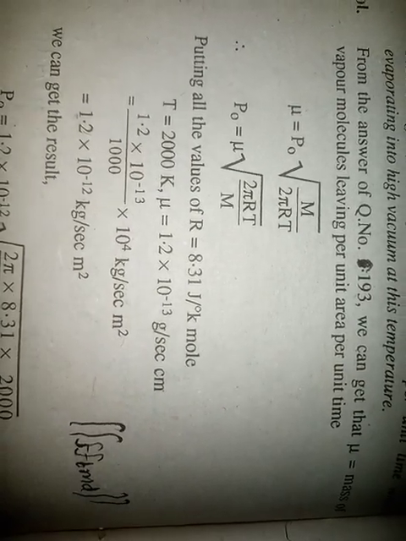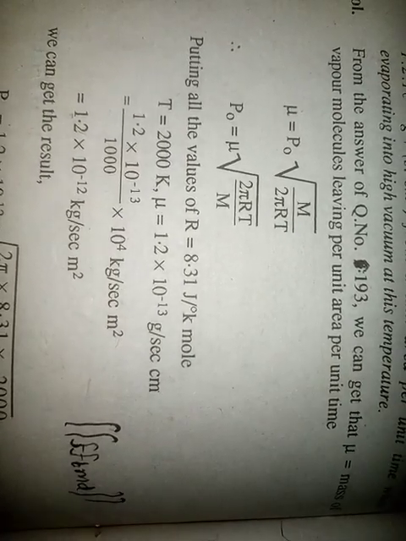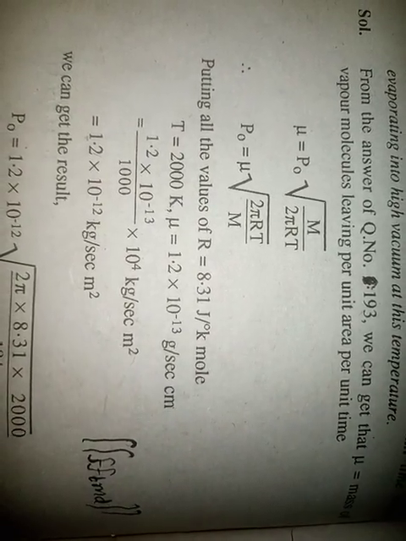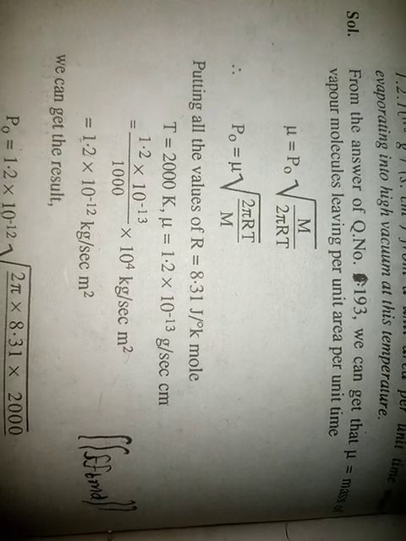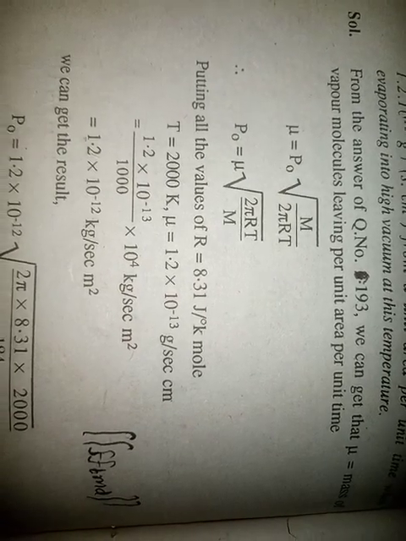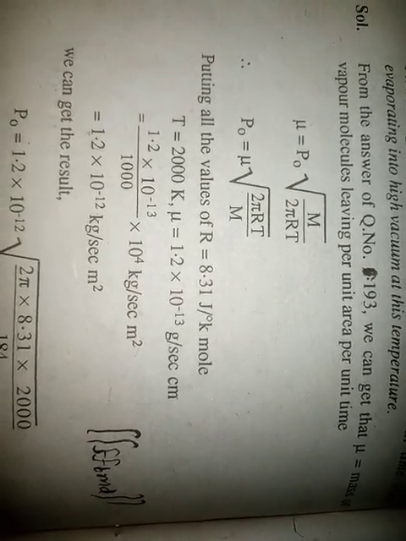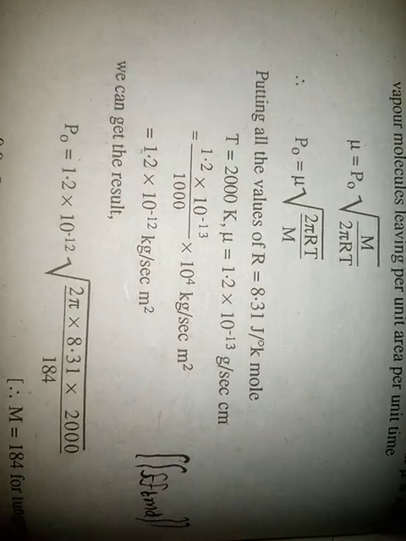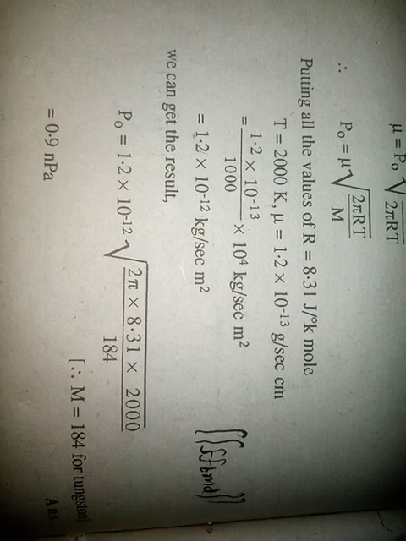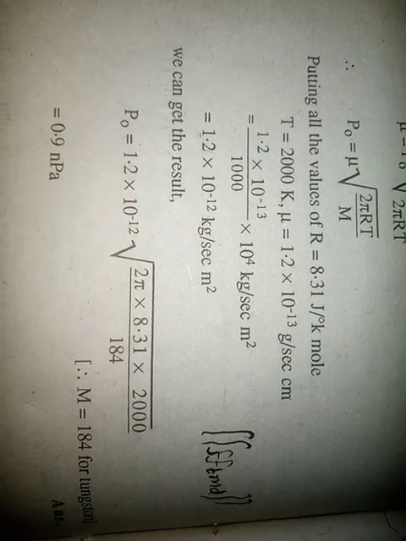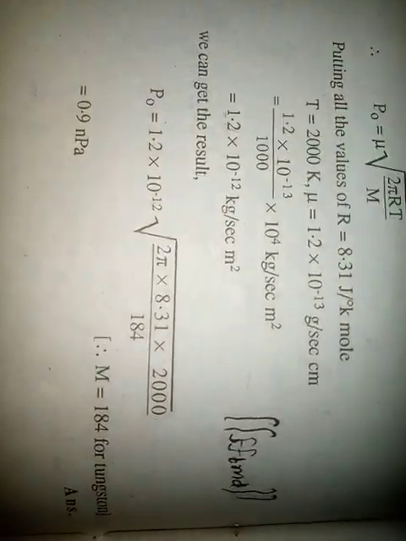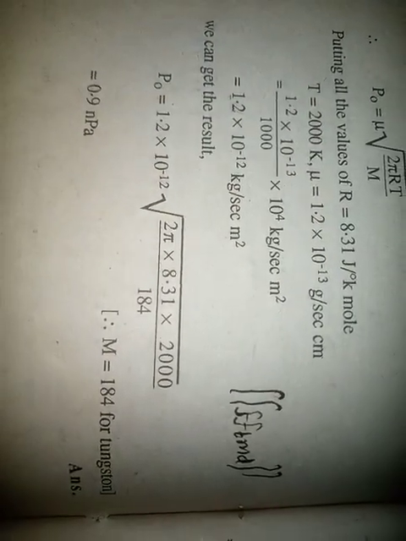Putting all the values, R equals 8.31 joule per kelvin per mole, T equals 2000 kelvin, μ equals 1.2 into 10 to the power minus 3 gram per second cm squared. We can get the result p0 equals 0.9 nanopascal. Answer, since M equals 184 for tungsten.